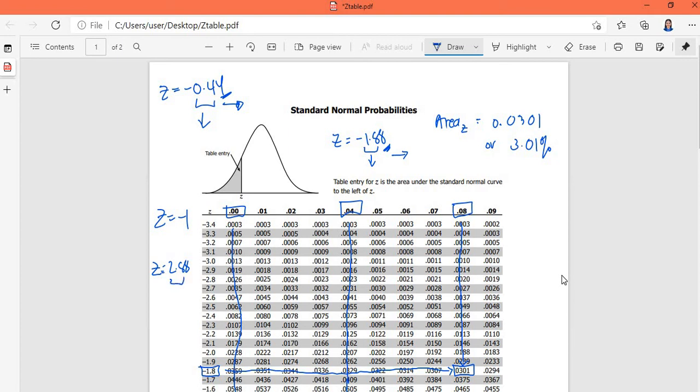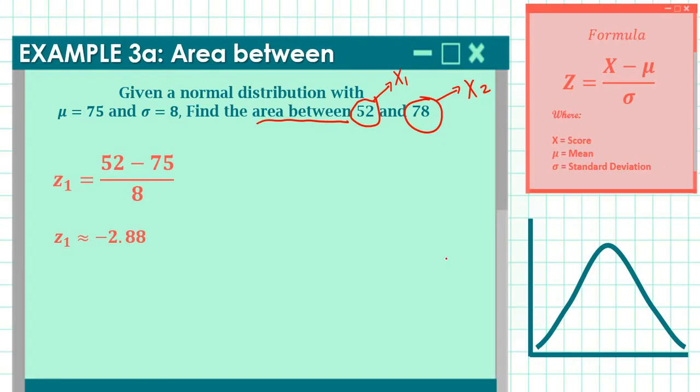So, negative 2.8 is here. Then, 8 again is here. So, the intersection must be here at 0.0020. So, the area below, representing the score 52 and z equals negative 2.88, is 0.0020. So we're done with the first score.